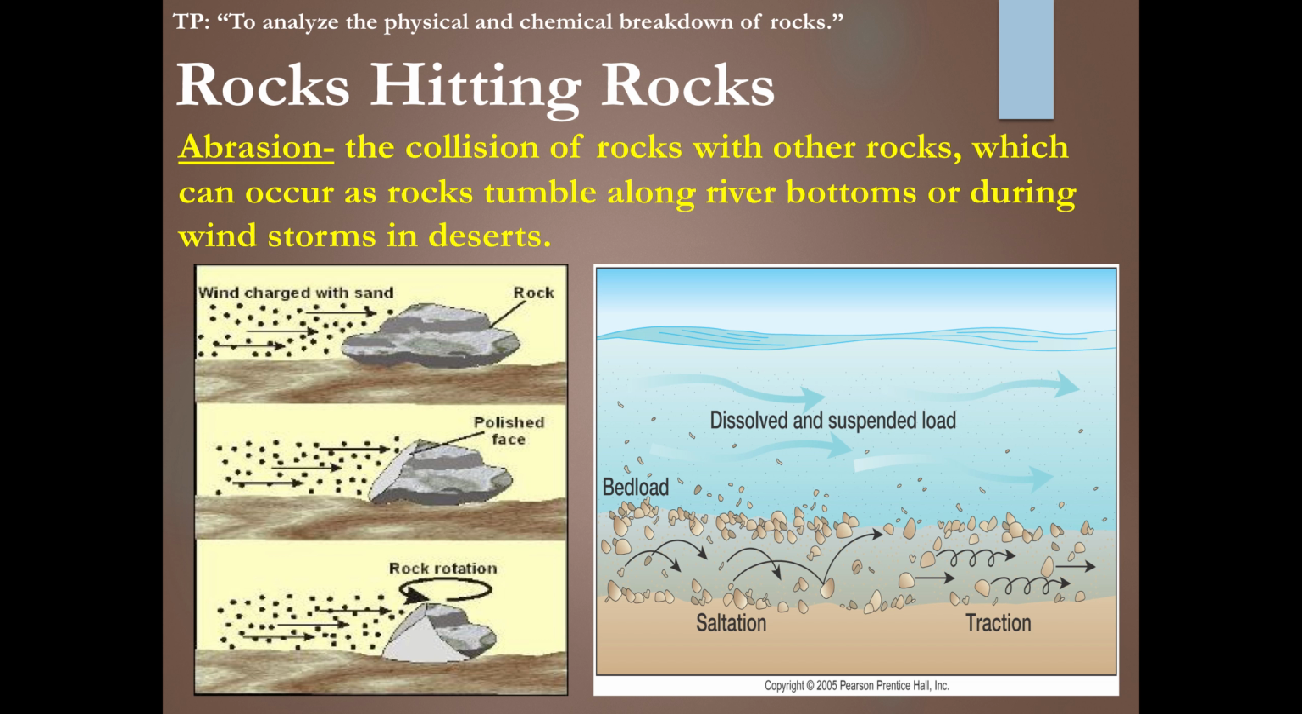Alright, the second thing is abrasion. The collision of rocks with other rocks, which can occur as rocks tumble along river bottoms or during windstorms in deserts. Great example, in the desert, we have wind. If wind takes sand in one general direction, it can begin to weather down a bigger rock, could be like a cobble or boulder.